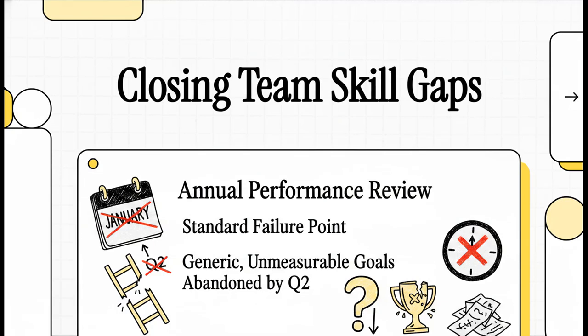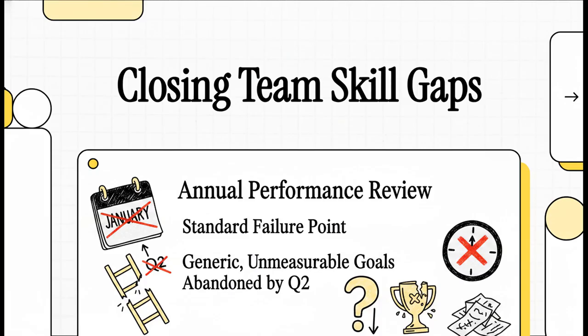All right, let's jump right into this explainer. Think back to your last annual performance review. You probably set these generic, totally unmeasurable goals in January that sounded amazing on paper. But by mid-February, boom, completely forgotten, buried under a mountain of daily tasks. It's the standard failure point of talent development.